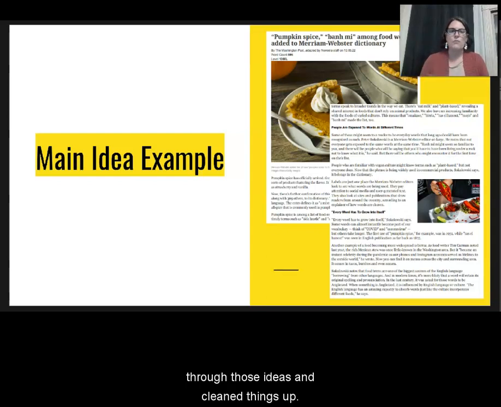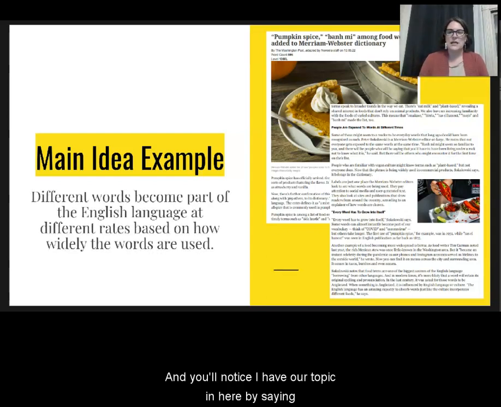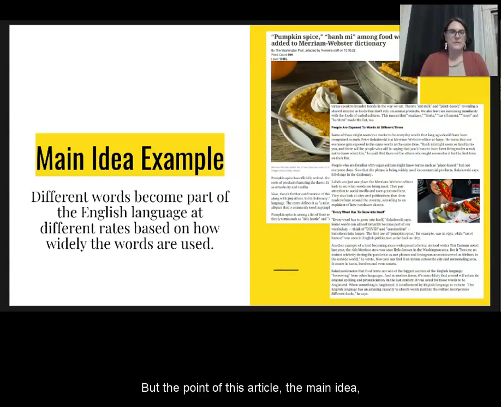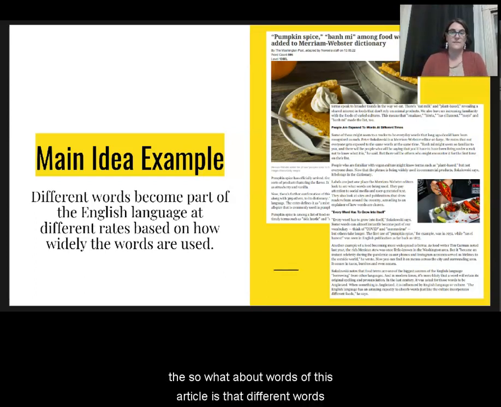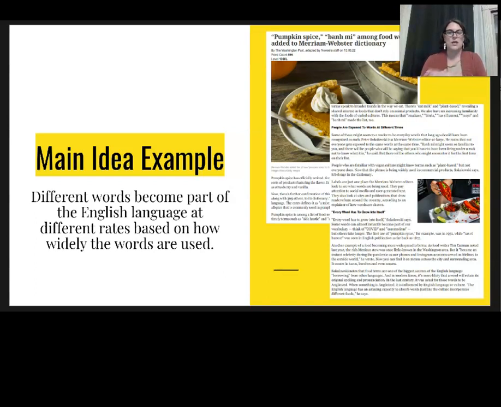So I went through those ideas and cleaned things up. And you'll notice I have our topic in here by saying words. But the point of this article, the main idea, the so what about words of this article, is that different words become a part of the English language at different rates based on how widely the words are used in popular everyday life. So it was really more about how quickly words became official parts of the English language because of the way we use them.